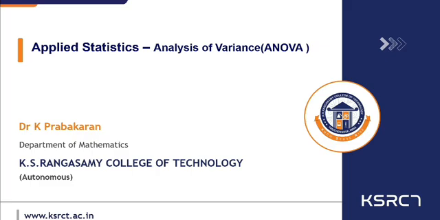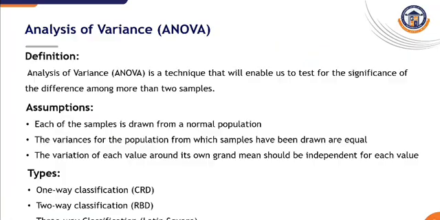Today we see the Applied Statistics course, Analysis of Variance topic. Before going to the Analysis of Variance topic, I give a small introduction. What is ANOVA? The definition of ANOVA, the analysis of variance, is a technique that will enable us to test for the significance of the difference among more than two samples.